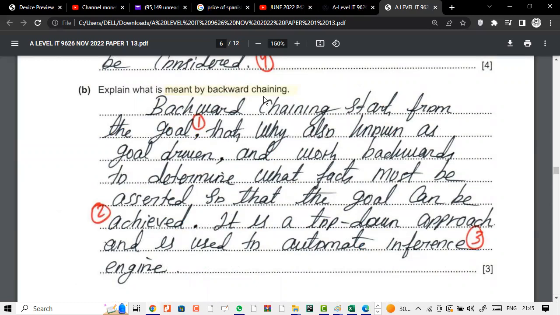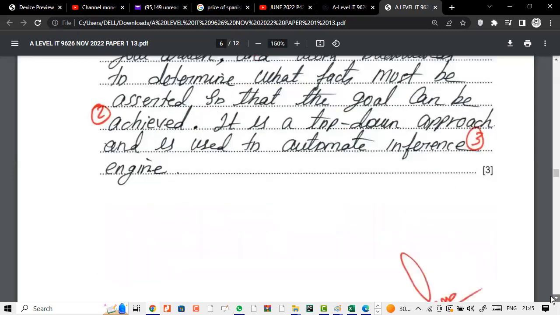Explain what is meant by backward chaining. We do know that backward chaining and forward chaining are processes through which information flows from the final goal to the steps. Backward chaining starts from the goal. That's why it is also known as goal driven. It works backwards to determine what facts must be asserted so that the goal can be achieved. We also call it a top-down approach. And it is used to automate the inference engine. It's important that you mention that. What do I mean by automate? Automate means it makes the inference engine work. Yes or no? Right?